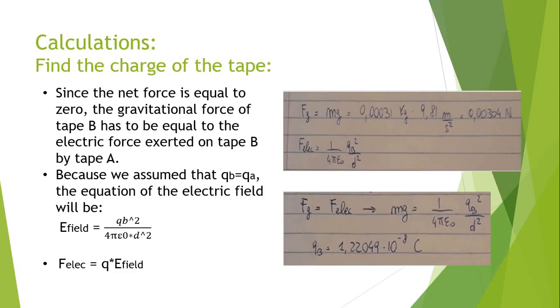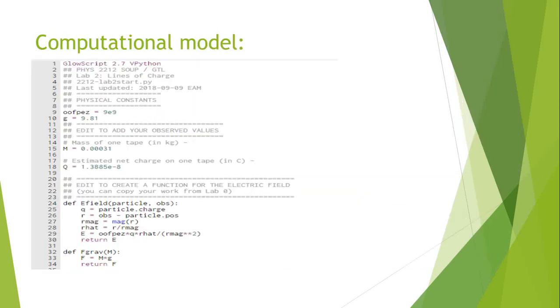Here I set equal the gravitational force and the electric force in order to calculate the charge on tape B, since the net force on tape B was 0. The gravitational force and electric force were equal, so I could find the charge. It was 1.22049 times 10 to the negative 8 coulomb.